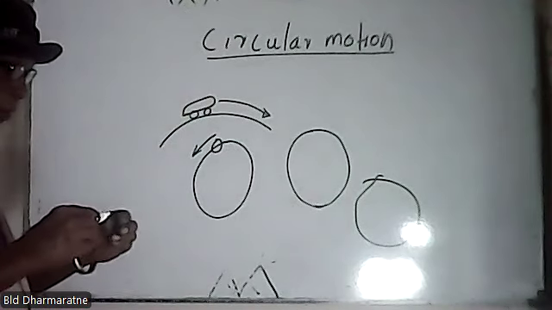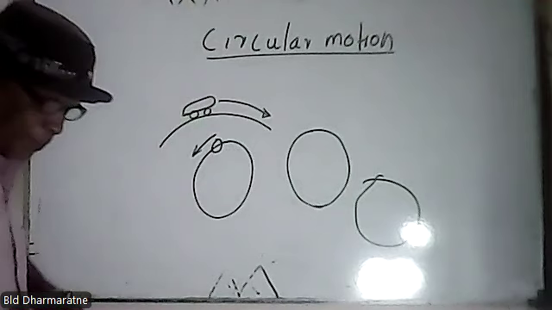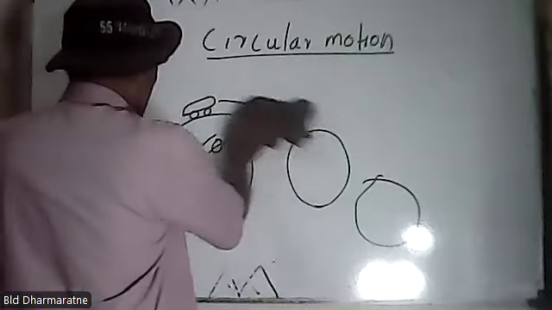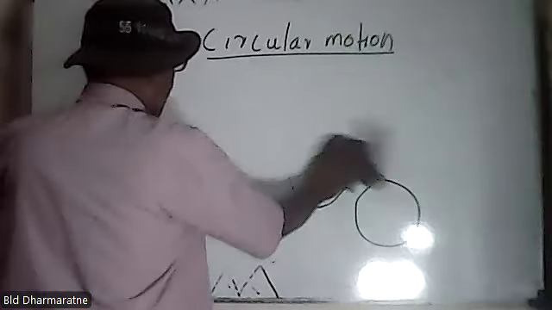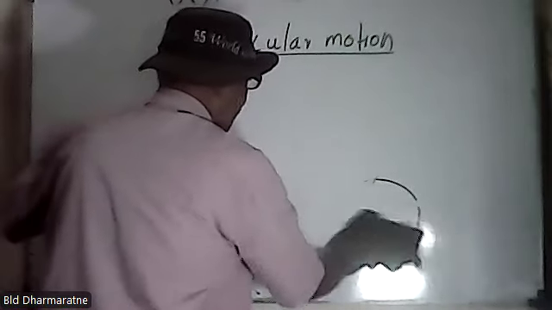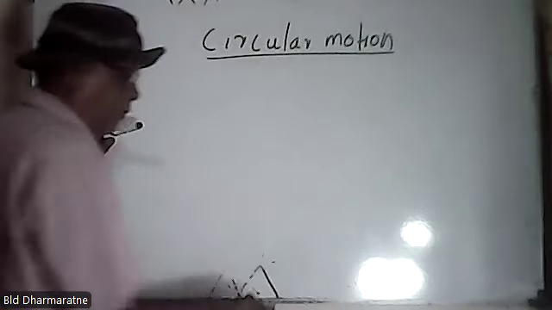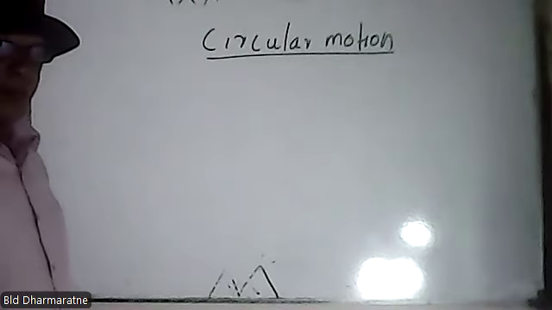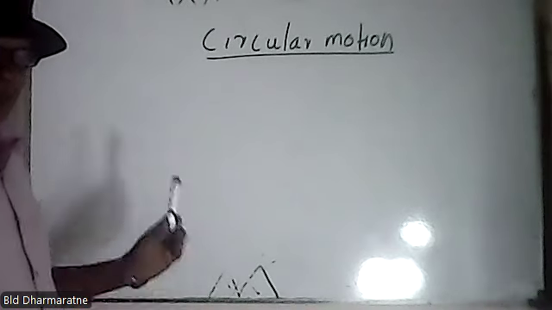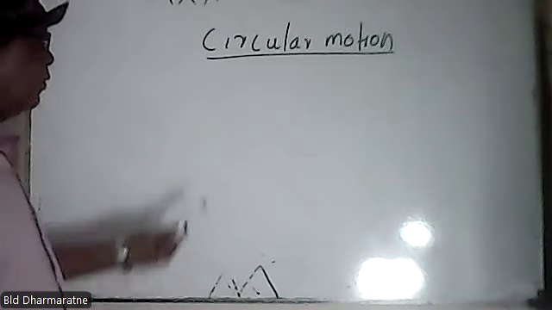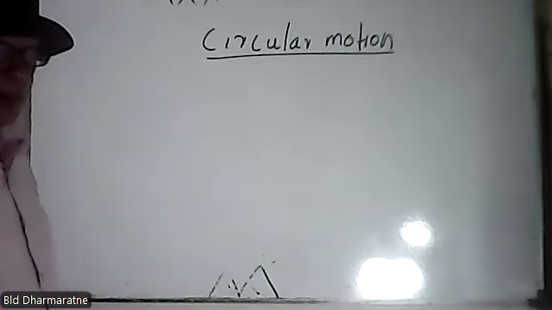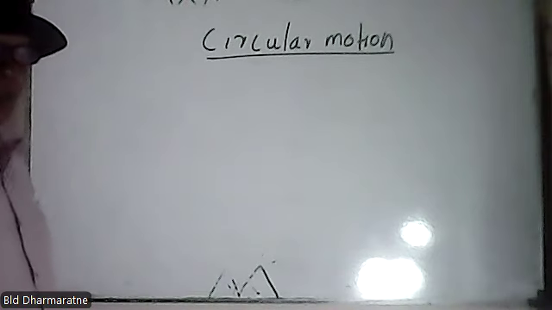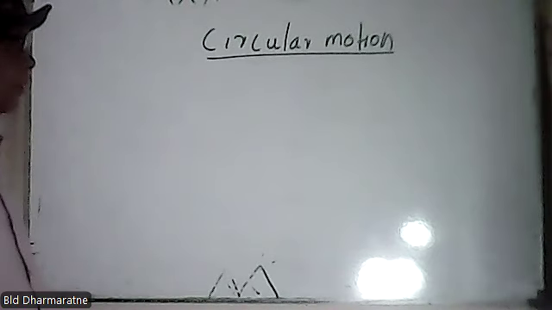In circular motion we consider other parameters of the motion. The normal parameters of motion are displacement, time, and velocity or speed. These are the four things. Here we also discuss these things, but in a different way, circularly. Everything is taken circularly.